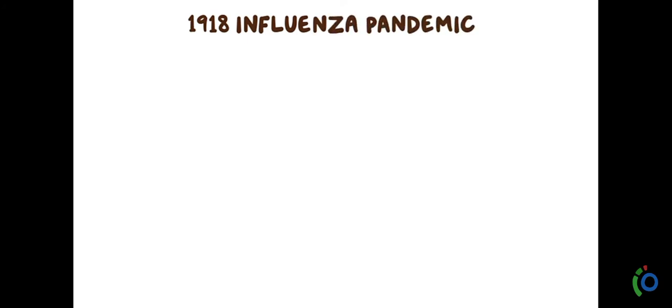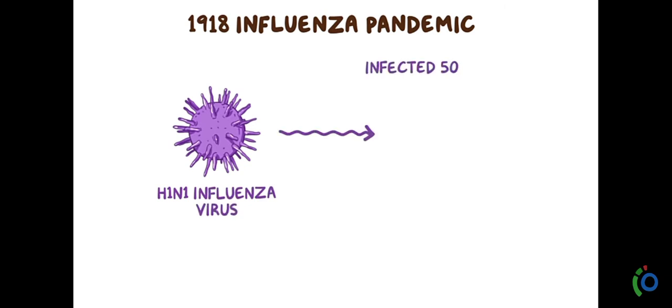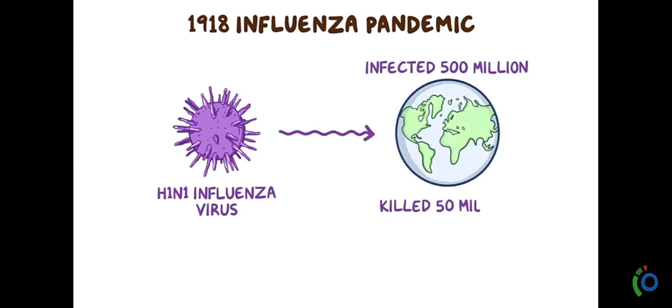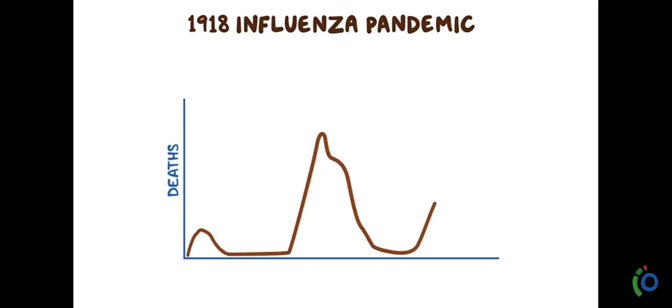flu pandemic. That pandemic was caused by a strain of the H1N1 influenza virus and infected about 500 million people worldwide and killed 50 million people. Now, the Spanish flu pandemic occurred in 3 waves. The first wave was in March of 1918. The second wave was in the autumn of 1918. And the third wave was that winter and in the spring of 1919.